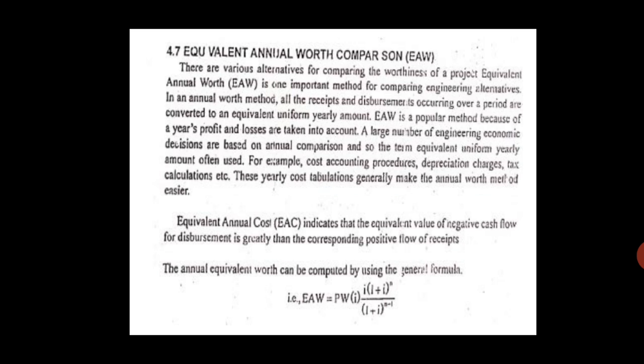The annual equivalent worth EAW can be computed by using the general formula. EAW is equal to the present worth at the interest rate i, times i(1+i)^n divided by (1+i)^n minus 1. So this is the formula for EAW, equivalent annual worth comparison.